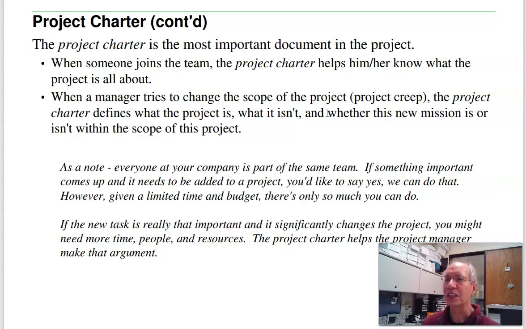Now, kind of a sidelight, everybody at your company is part of the same team. You'd like to say yes. However, with limited time, limited budget, limited number of people, you can't say yes to everything. That's kind of the project charter. If this project has a very finite, very limited scope, the work that you do should be related to that scope of the project. If it's outside the scope, it's not part of the project.